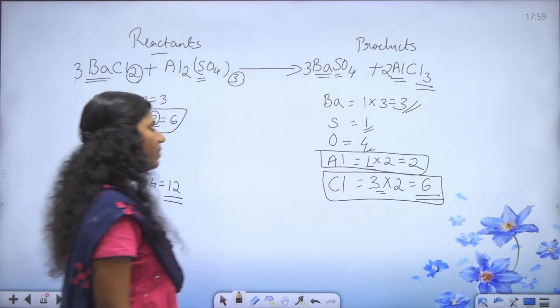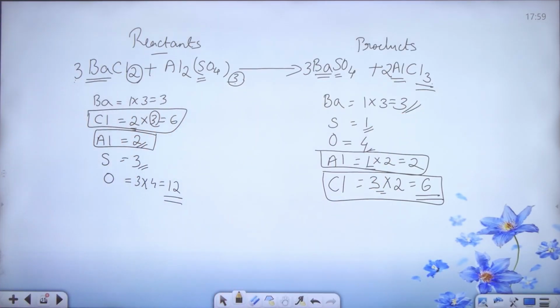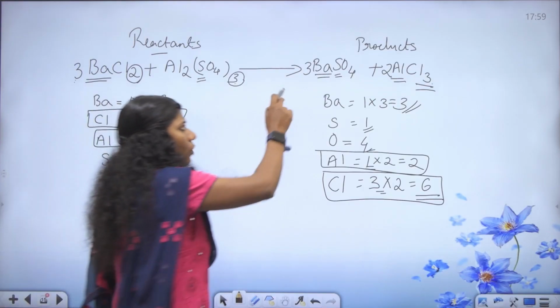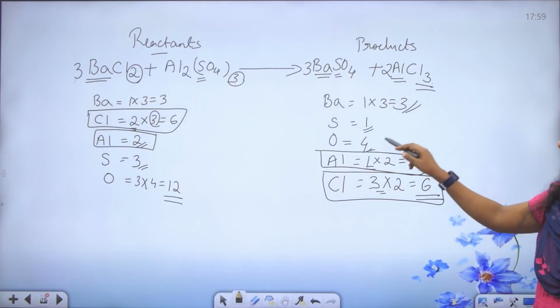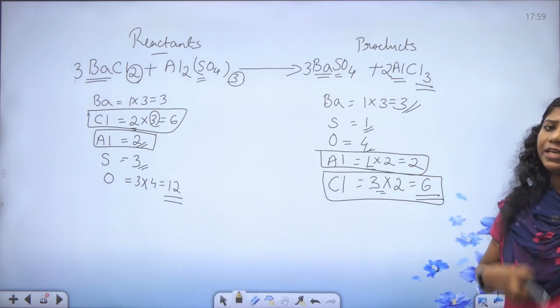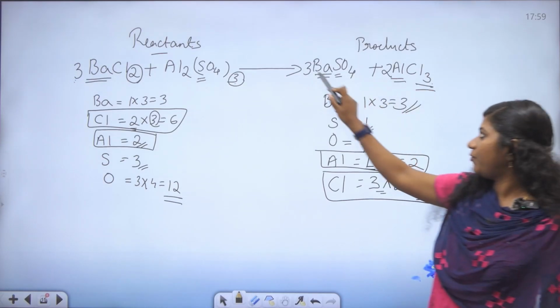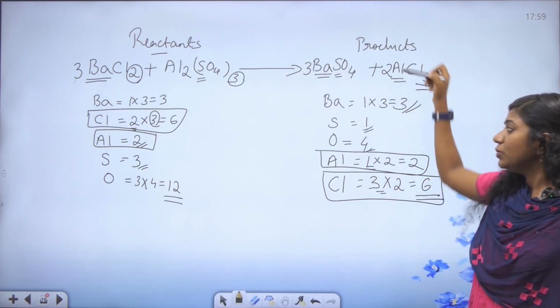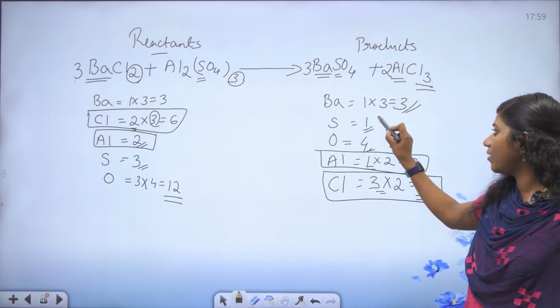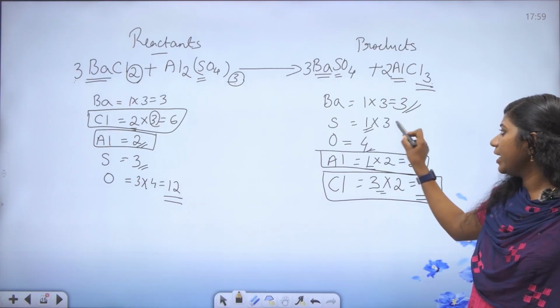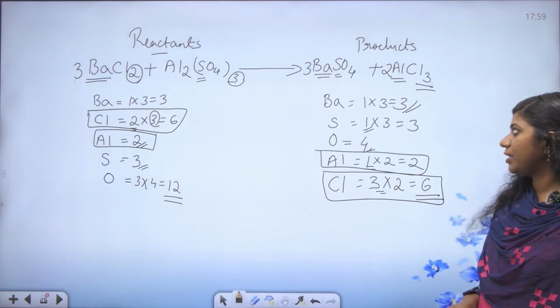3 molecules of barium sulfate. 1 molecule of barium sulfate contains only 1 sulfur atom. Here, 3 molecules of barium sulfate, 3 BaSO4. So the number of sulfur atoms in 3 molecules of barium sulfate is 1 into 3, 3. The number of sulfur atoms is 3.